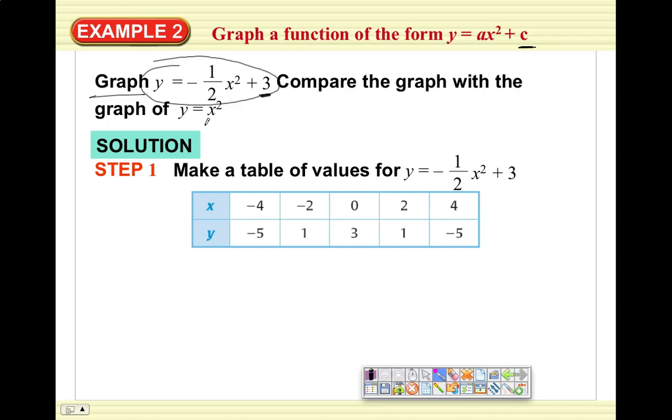Now, you want to figure out where your vertex is, where your axis of symmetry is. Okay. So to do that, you need to know this right here. X equals negative b divided by 2a. Know that formula right there. It's going to help you, especially with the next ones. This is to find your axis of symmetry.